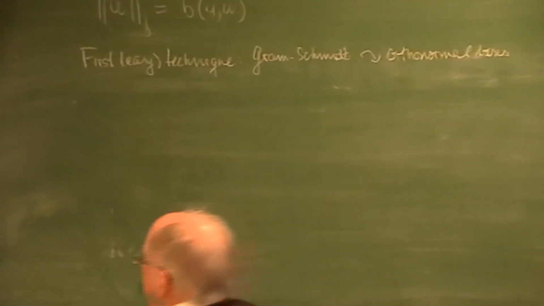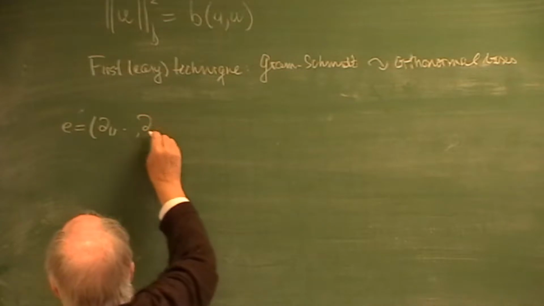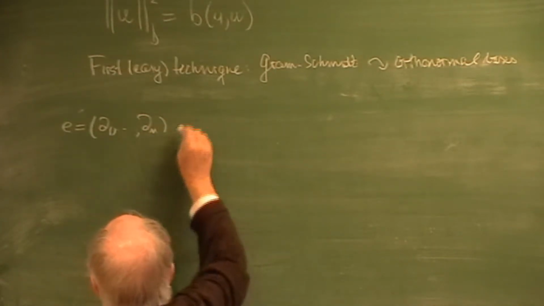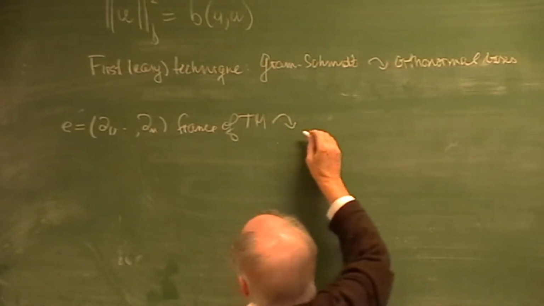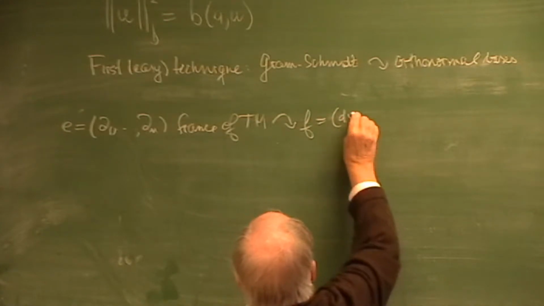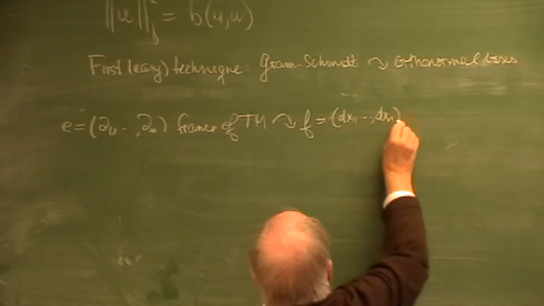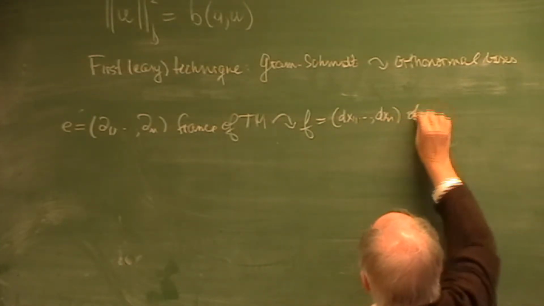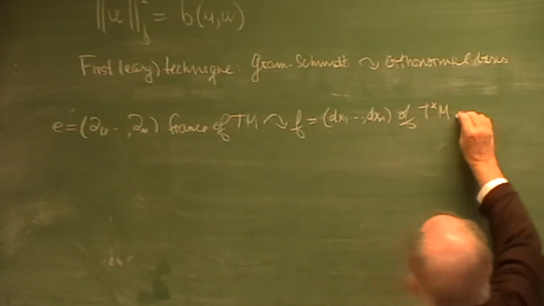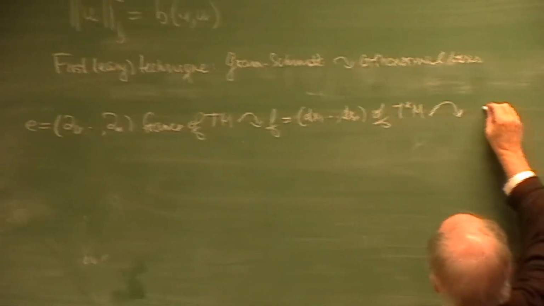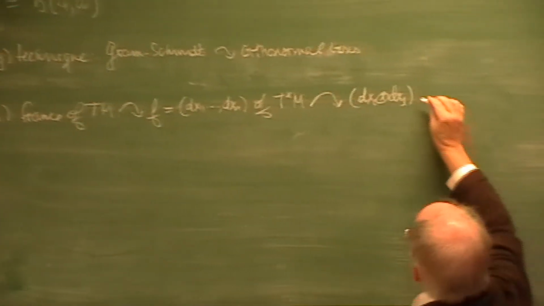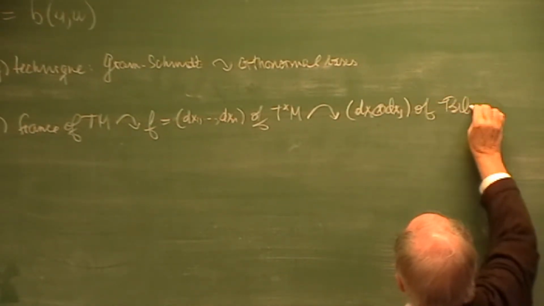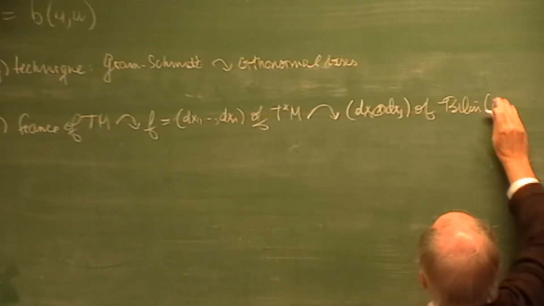Fine, so then if you have a frame E, maybe even of the tangent bundle, then we go over to the dual frame, dx1 through dxn of the cotangent bundle. And then you go over to the frame dxi tensor dxj of the bundle of bilinear forms on the tangent bundle.